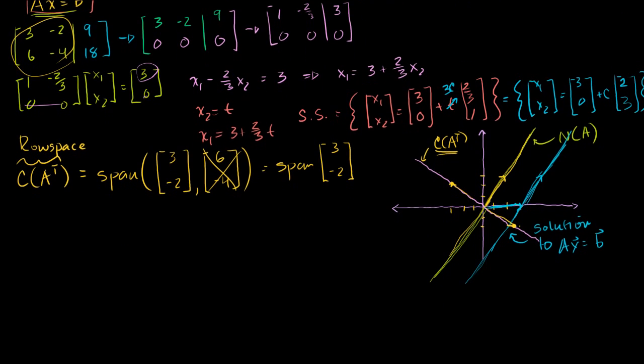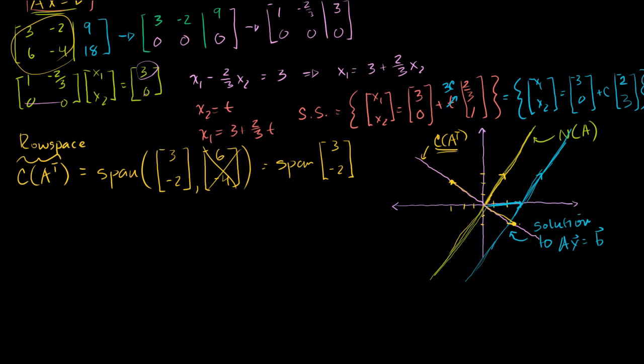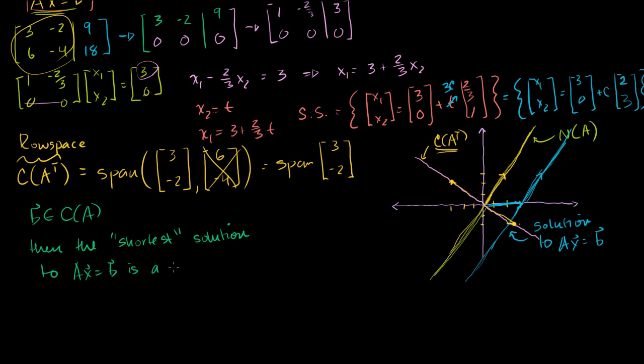But in the last video, we had a very interesting result. We said that if we have some b, we found out that if we had some b that is a member of the column space of A, then the solution with the smallest length, or we could say the shortest solution to Ax is equal to b is a unique member of the row space of A.